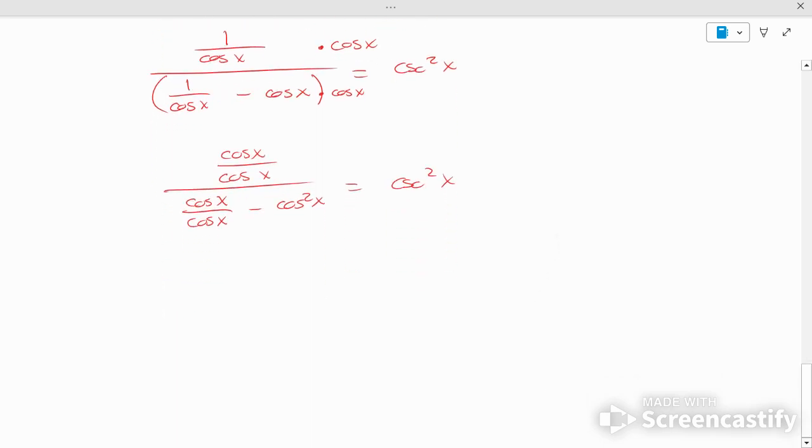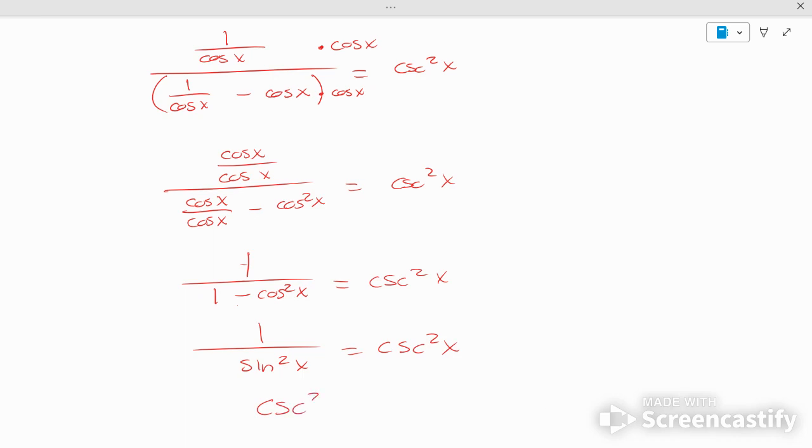What does my numerator become? 1. Denominator. How about 1 minus cosine squared of x? What's 1 minus cosine squared of x equal to? Sine squared of x. And what's 1 over sine squared of x equal to? Cosecant squared of x.